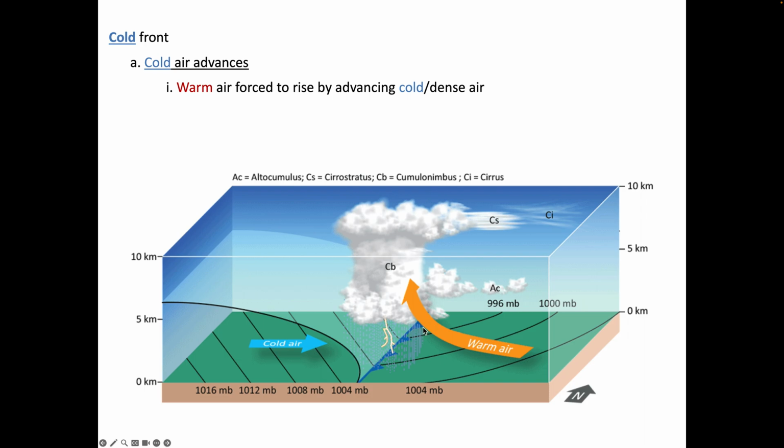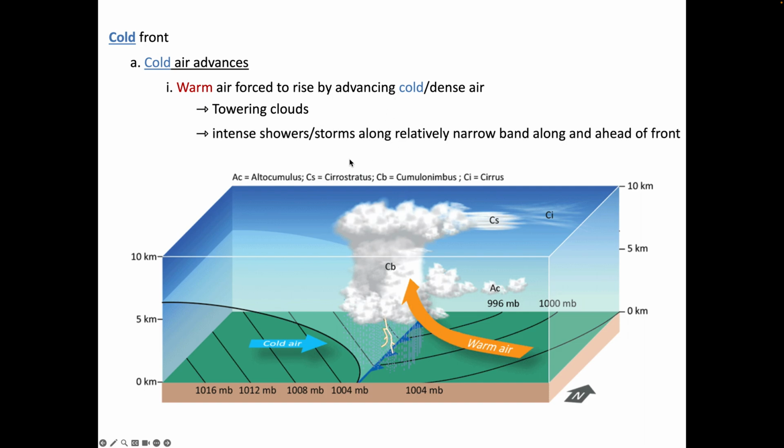So typically along the cold front and maybe 100 to 200 miles out ahead of the front, and not much further than that, you typically get towering clouds because the angle of uplift is pretty sharp, and so you get a lot of wedging upward of this warm air, so the air tends to rise very rapidly and you get deep clouds. And you typically get intense showers and storms falling from these clouds along a relatively narrow band just along and ahead of the front.